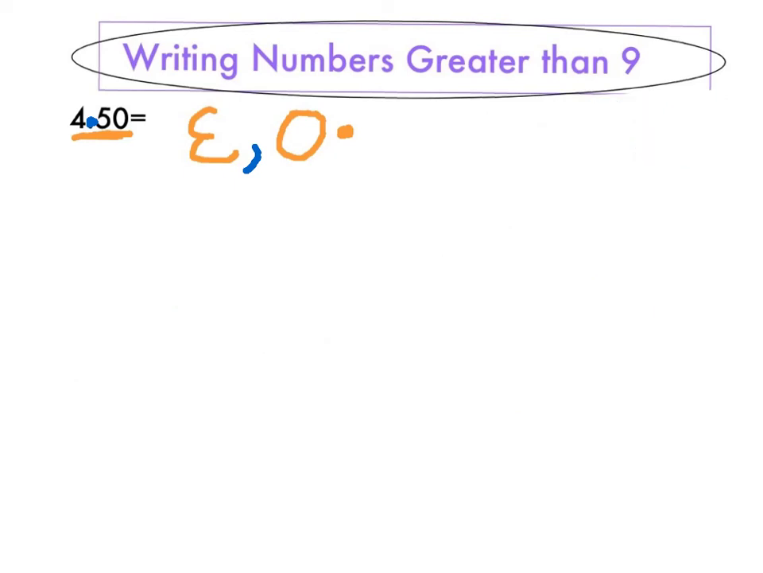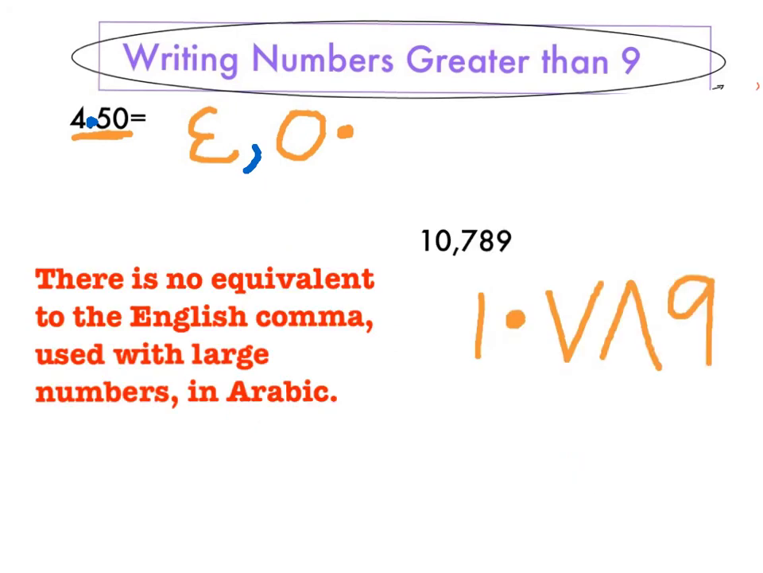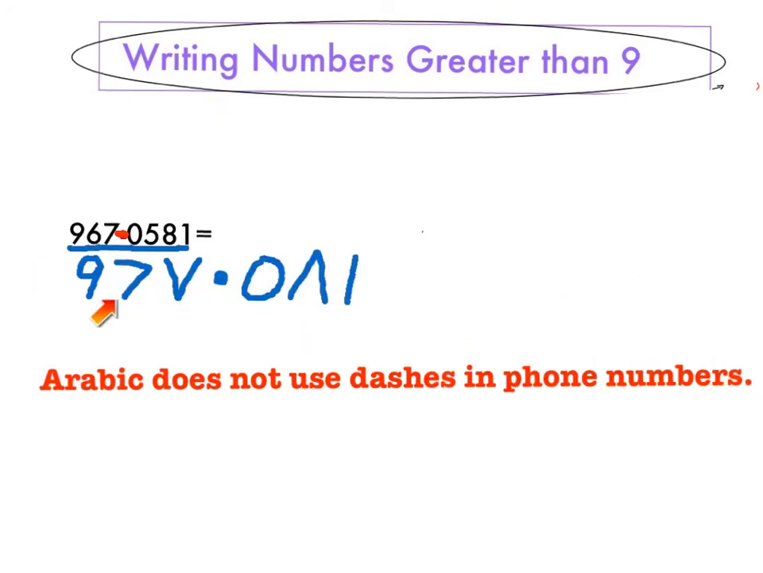Once again, the key difference between Arabic and English is that the English decimal point becomes a comma in Arabic. As you see here in 4.50, instead of a point we have a comma. And there is no equivalent to the English comma used with large numbers in Arabic, as you see here in 10,789. And Arabic doesn't use dashes in phone numbers, as you see here 9, 6, 7, 0, 5, 8, 1.